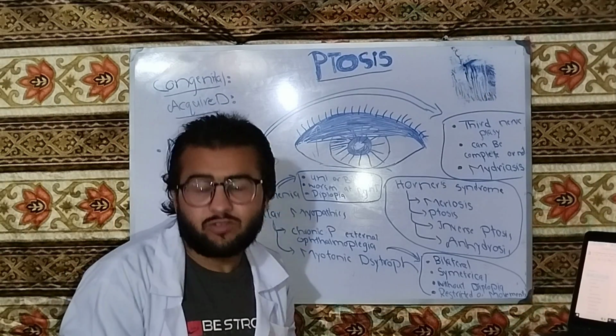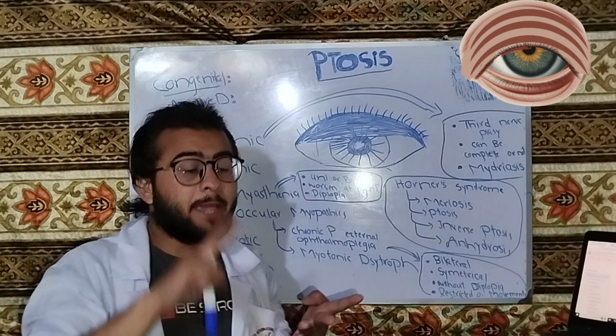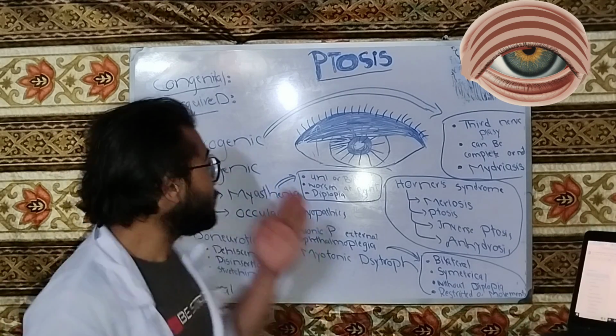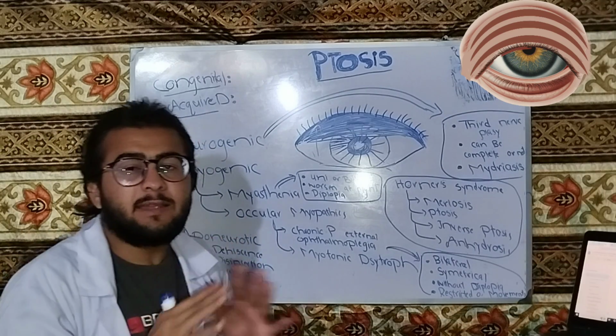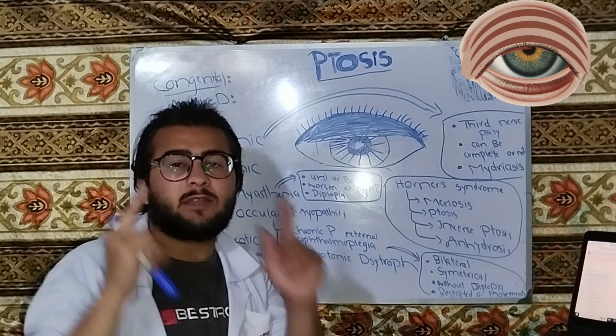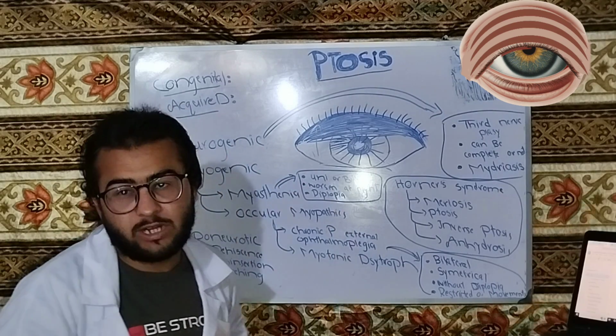Now acquired ptosis. Acquired ptosis can be neurogenic, myogenic, aponeurotic or mechanical. So what is neurogenic type of ptosis? Neurogenic ptosis is when there is a problem with the nerves supplying the muscles of the eyes, then it will cause neurogenic type of ptosis.